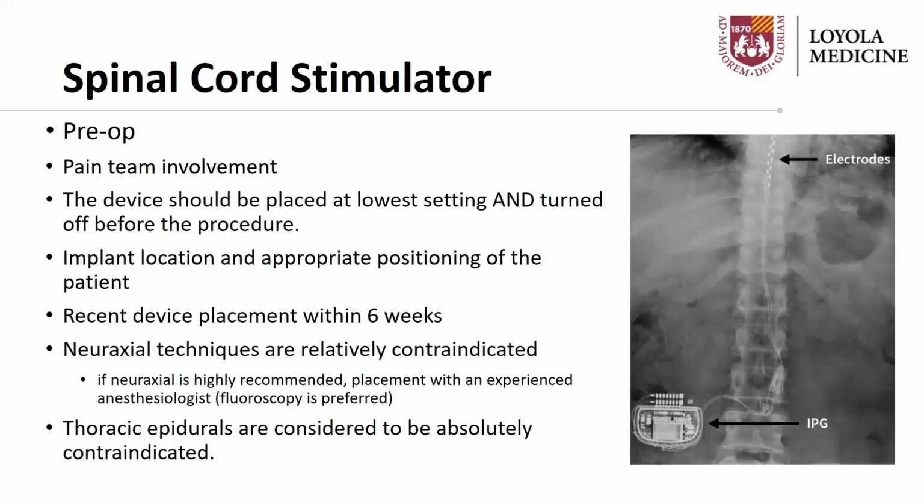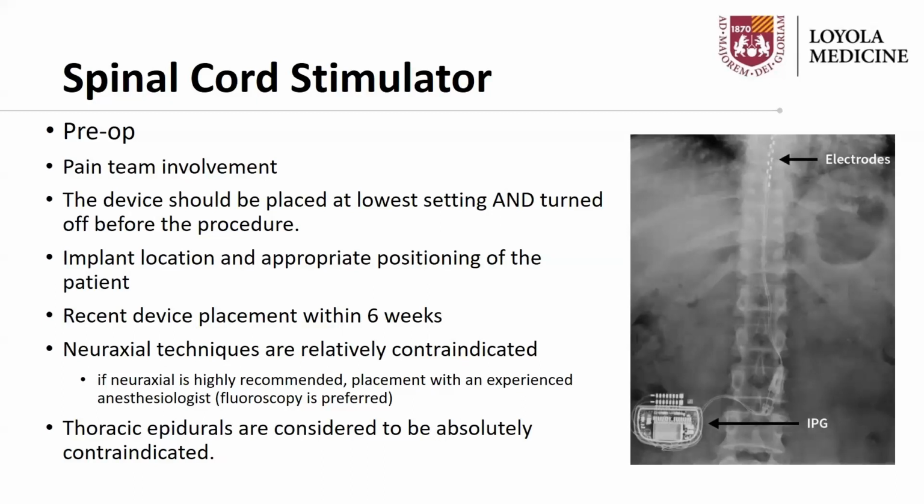The pulse generator location should be ascertained, as additional padding may be required to avoid pressure injury. Some of these patients are very skinny, and these generators are literally protruding through the skin. Also, if the device is placed within 6 weeks, even more care should be taken in positioning to minimize excessive flexion, extension, or rotational movements, which could increase the risk of dislodgement or lead migration if these leads have not fully healed and fibrosed to the skin.